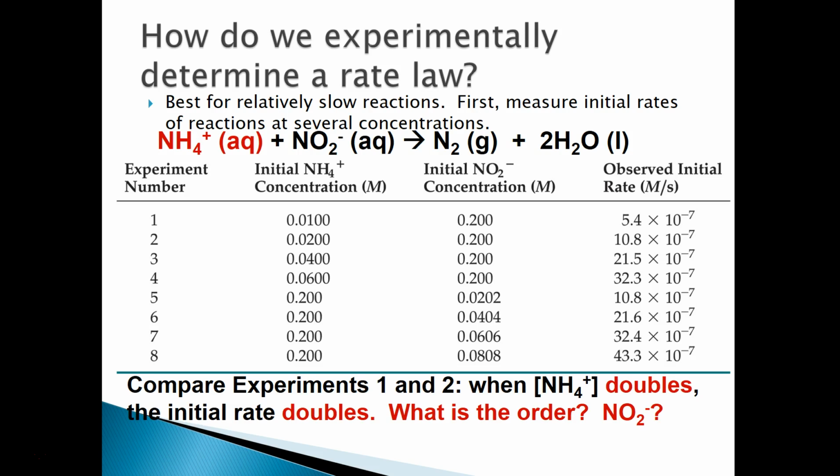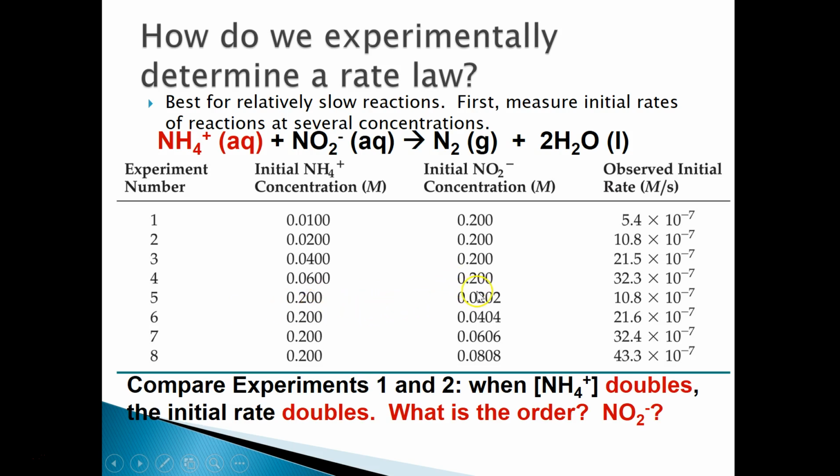I see in experiments 1 and 2 that the concentration of the nitrite ion remains constant. And in reactions 1 and 2, we see the concentration of ammonium doubling. And as the concentration of ammonium doubles, we see that the rate doubles. So the order with respect to ammonium would be first order. Now let's do the same for the nitrite ion. So for the nitrite ion, I want to find two experiments where the concentration of ammonium is remaining constant. So I'll use experiments 5 and 6.